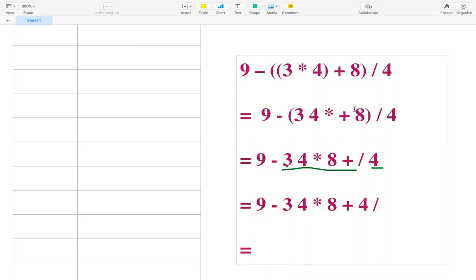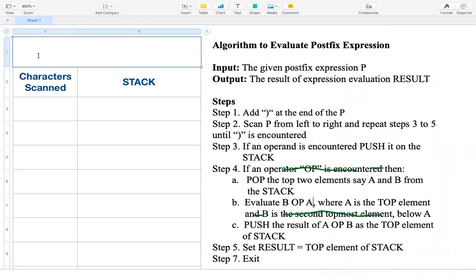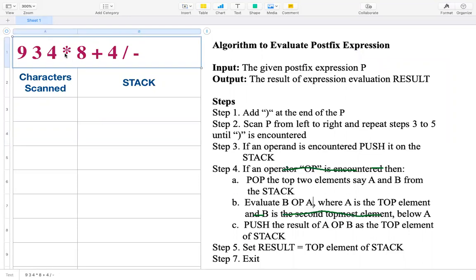For the minus, what are the operands? The operands are 9 and this whole part. So for this, it will go 9 3 4 star 8 plus 4 divide, and then minus will come. So this is my ultimate postfix expression equivalent of this infix expression. Let me copy this, and this is what we are going to use for our evaluation part. So this is my expression.